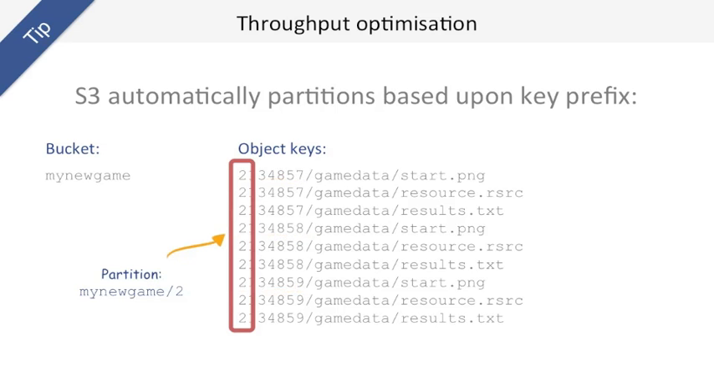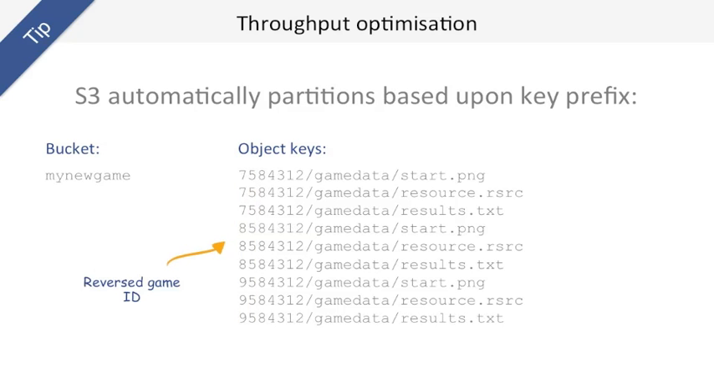Behind the scenes, S3 will essentially create a partition based upon the first prefix of that object key. So a partition will be my new game/do. Clearly all objects are then lumped into one partition. If one of those games had a particularly high volume against it, you're not going to get consistent performance across all games. So one of the tips and tricks is that you can seed, if you like, that automatic partitioning. You could reverse the game ID in this case.